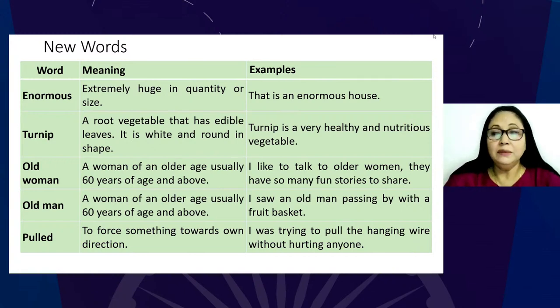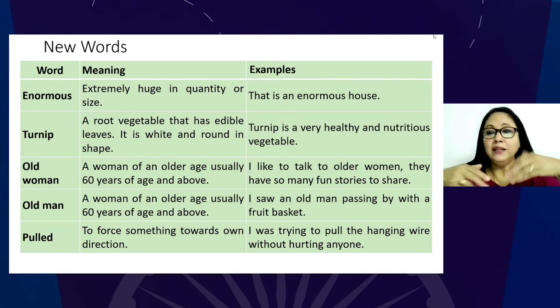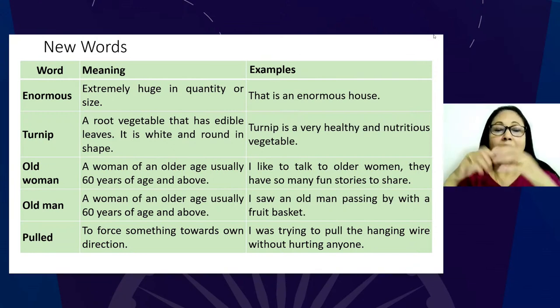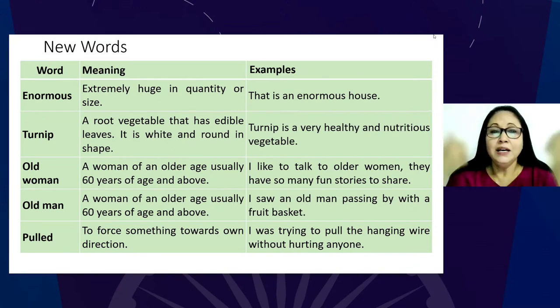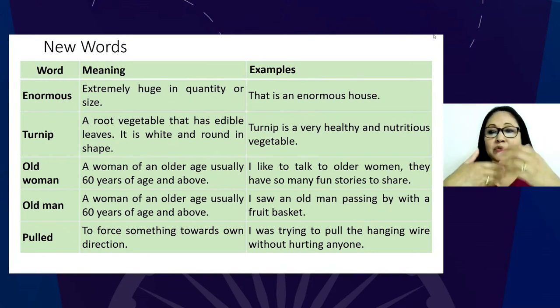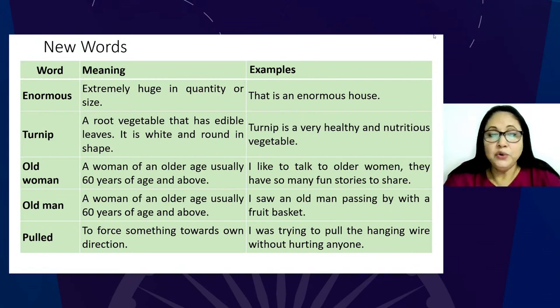And we also learned about a new word, pulled. Because all the time, the old man pulled it along with the old woman. Then the boy also joined, three of them pulled. The girl came, four of them pulled. So pulled is something which we heard again and again. So we learned about the words enormous, turnip, old woman, old man, and pulled. So you have to learn the spellings, children, and also the meaning. Try to frame different sentences out of it.